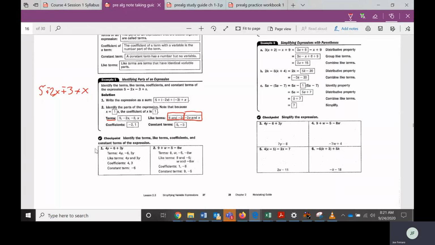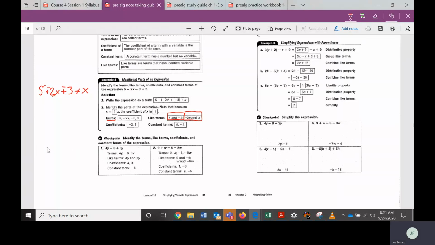So let's take a look at a couple other problems here. So this one, let's do it without changing it first, then we'll look at it changing. So here we have 4y minus 6 plus 3y. So the first thing they ask for is terms. So there's three things here. 4y, minus 6. So that term is a negative 6.